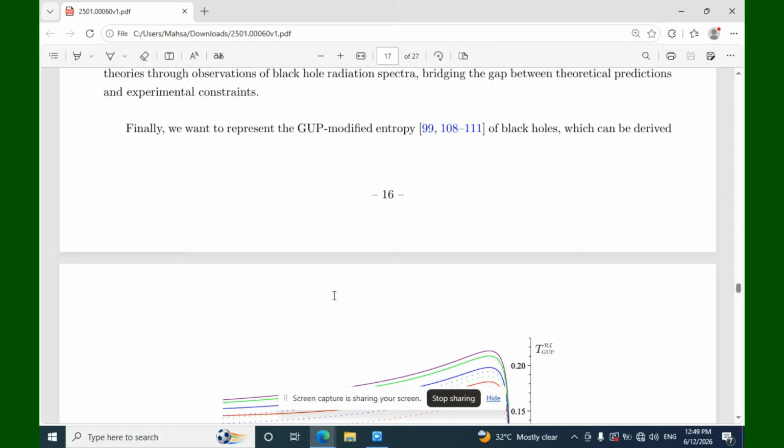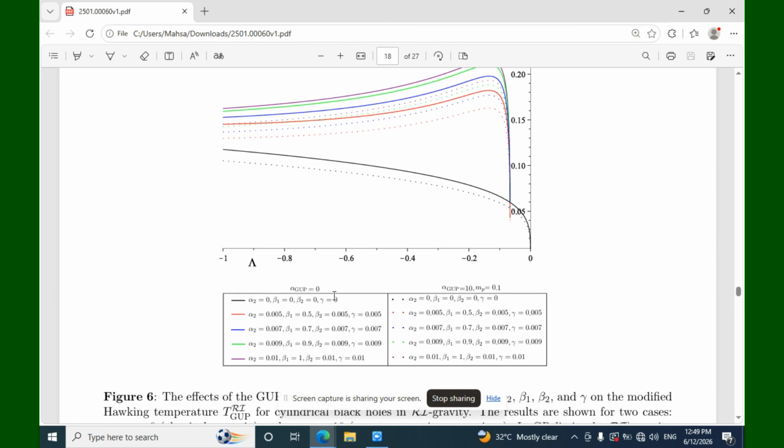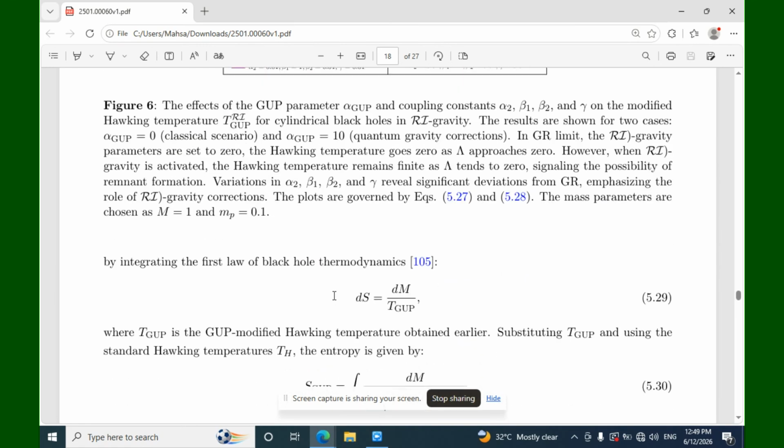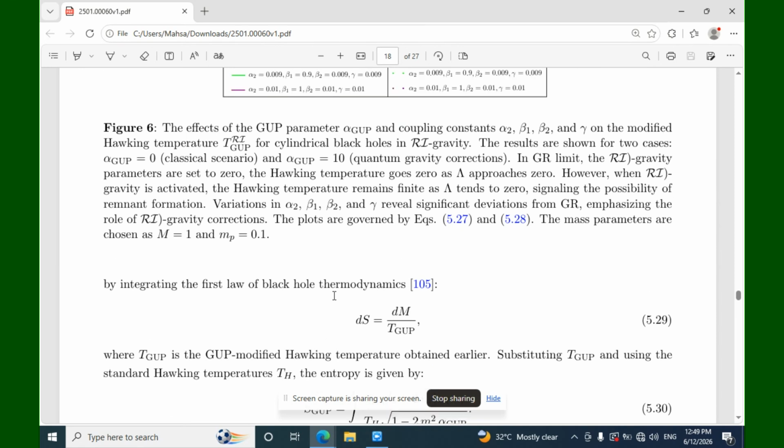Finally, we want to represent the GUP modified entropy of black holes, which can be derived by integrating the first law of black hole thermodynamics, dS equal to dM divided by T generalized uncertainty principle.